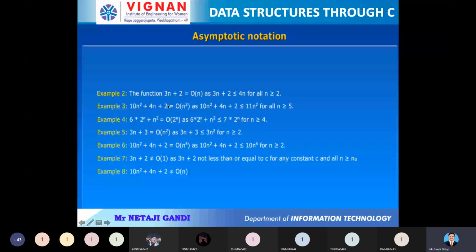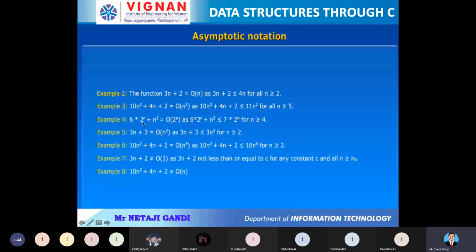Coming to example 4: 6 times 2 power n plus 2 n square. Here n square can be considered, but 6 is taken as a constant, and this one is mixed. Suppose you substitute the value n equal to 2: 6 into 2 square is 24, and n square, 2 square, is 4. Which one is big? 2 power n is big. So that's why the order is 2 power n.